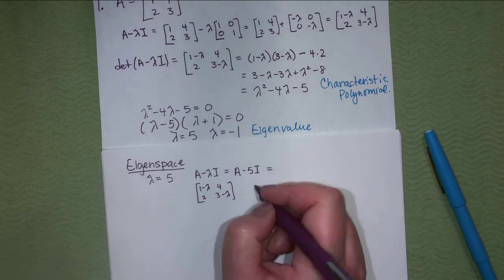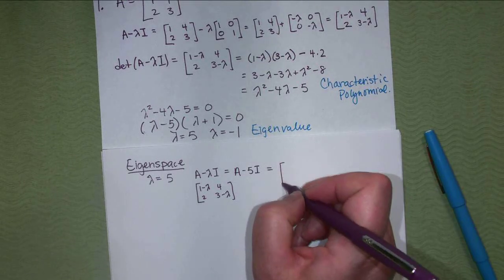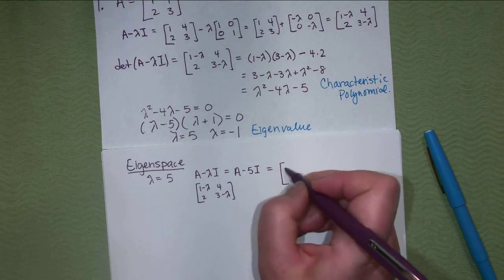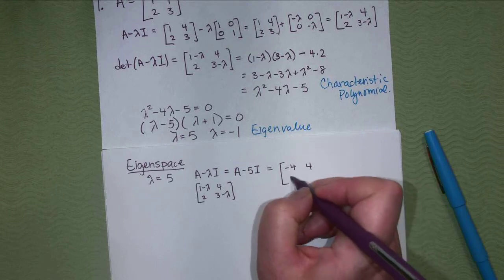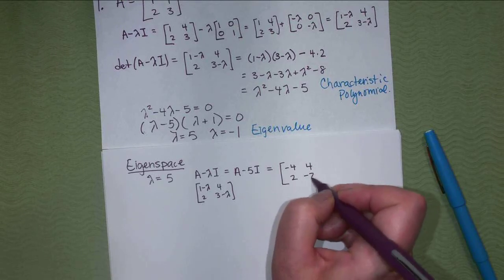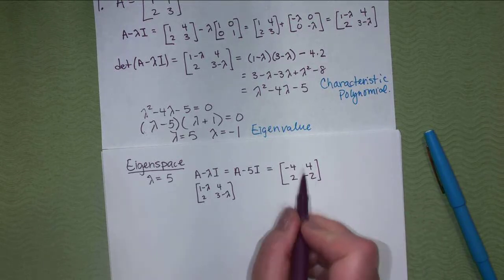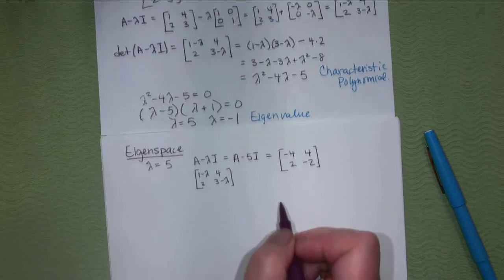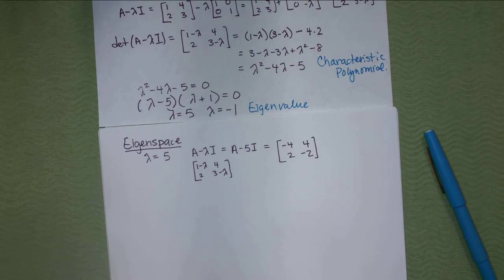Okay. So this will be 1 minus 5 is minus 4, and 3 minus 5, minus 2. Do you see that the two rows are multiples of each other? Yeah. Remember, it always has infinitely many solutions, so that's going to happen. Okay? If you don't get infinitely many solutions, you messed up. Okay?